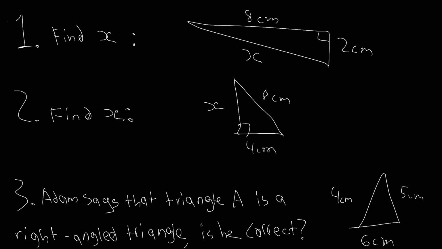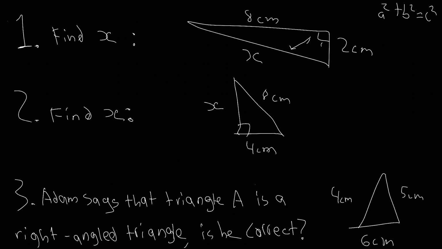So question number 1 is asking us to find x. We have a right angle triangle. We can identify it by this right angle over here. And I have 8 centimeters and 2 centimeters and x. So they want us to find x. Now, we can identify x as the hypotenuse, as it is opposite to the right angle. So therefore, I can just say a squared plus b squared equals c squared. Now, x is my hypotenuse, so it's going to be c squared.